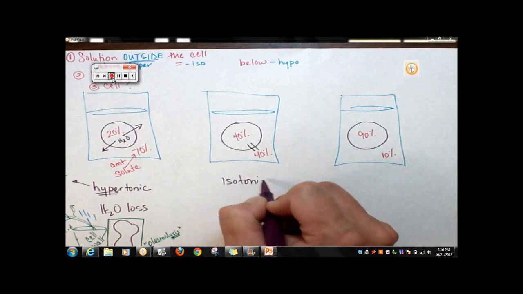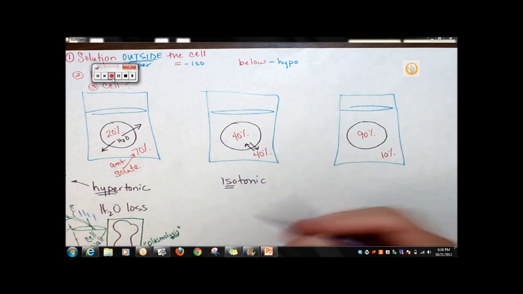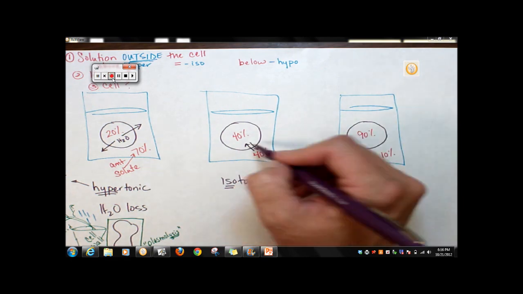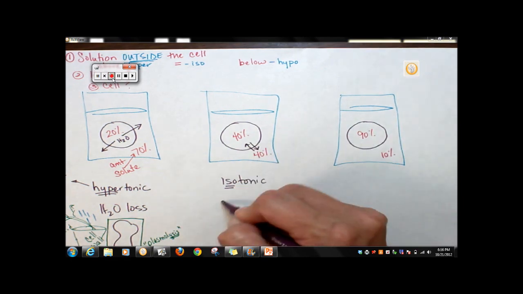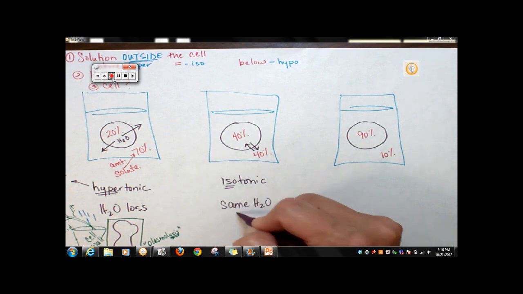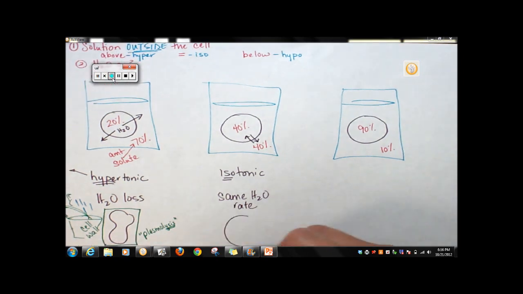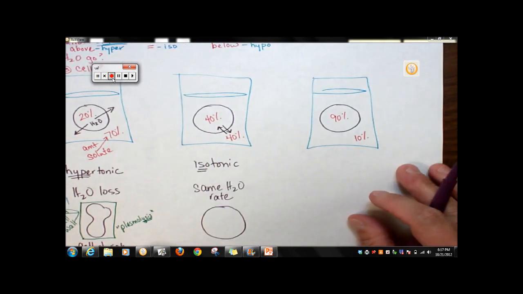Isotonic. So we're going to call it isotonic. And the water's going to go in and out at the same rate, so it makes like a little equal sign. So same water rate. I'm sorry, these are fragments. And so your cell is going to pretty much stay the same size and the same shape.